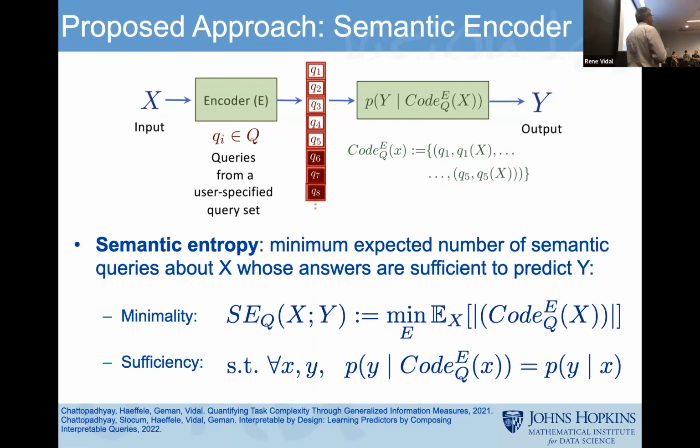And this is exactly how we propose to find it. So the code is what I've already explained; it depends on the query set and depends on this encoder that I was just talking about. This is just the length of the code. So this is the expected code length. And so what we want to do is to find an optimal encoder, the one that minimizes the expected code length. So this is identical to what you do in classical information theory. And we define this notion of semantic entropy, which depends on this given query set, exactly as that, the minimum expected code length, subject to the constraint. What is the constraint? The constraint is that the posterior, so the prediction of Y given the code, is the same as the prediction of Y given X. And that's the sufficiency.